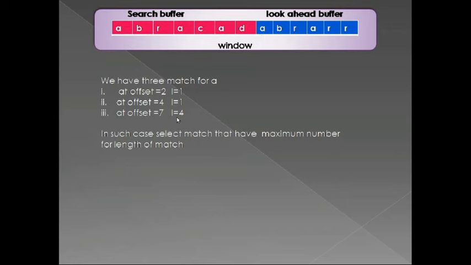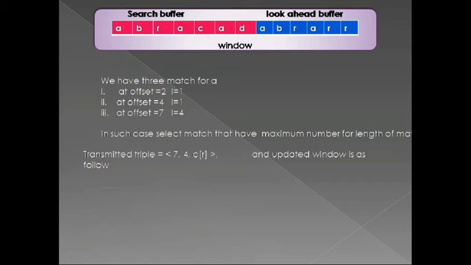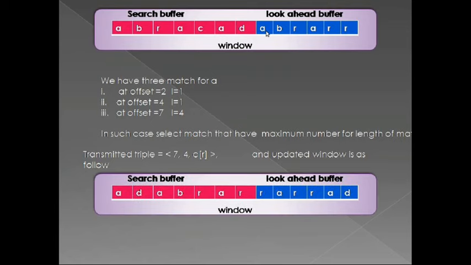After this, the output triple is like this, having offset 7, length of match equal to 4. The next alphabet that follows this match is R. Therefore the third field is the code word of R. So the transmitted triple is 7, 4, code word of R. A total of 5 alphabets are encoded, therefore the updated window will look like this. The entries of these 5 alphabets are made in the search buffer, and this R will come here, and these 5 alphabets will come from the sequence.